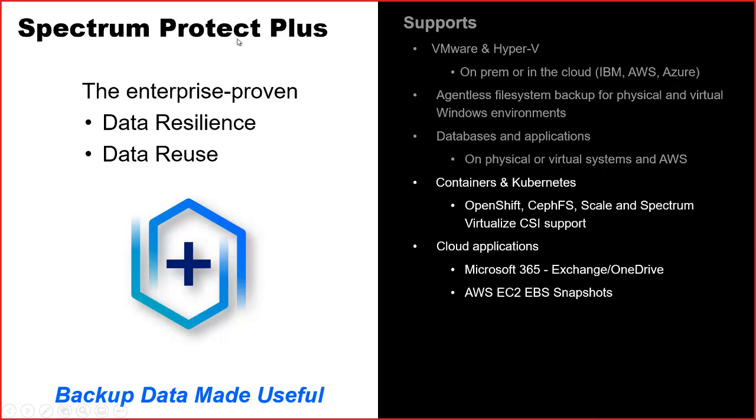And IBM Spectrum Protect Plus also supports container environments. This is new, right? I know a lot of customers, especially in banking and insurance, are developing and investing in container environments and Kubernetes, right? So IBM Spectrum Protect Plus supports OpenShift, SAP, and Scale with the container, right? And we also support backup of cloud applications like Microsoft 365, Exchange, OneDrive, Mailbox, and data, right? Okay.